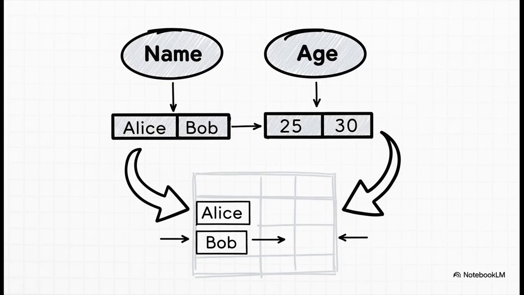So how do we actually make one? Well, it often starts with something you already know, a Python dictionary. It's pretty cool how it works. The keys in the dictionary, here it's name and age, they're going to become our column headers. And the lists of values, that's the data that will fill up those columns.